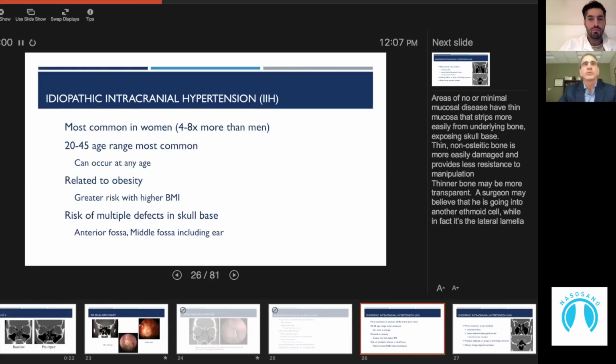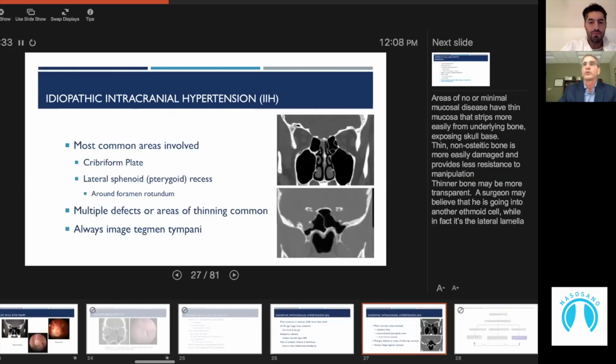Idiopathic intracranial hypertension is something we commonly see in Atlanta. I probably operate on one of these a month for a spontaneous CSF leak. It's most common in women, 4 to 8 times more common than in men, and the age range is anywhere from 20 to 50, but it can be found in older or even younger age ranges. It is related to obesity. The greater the BMI, the greater the risk. And these patients not uncommonly will have multiple skull base defects. So we need to look for multiple areas.